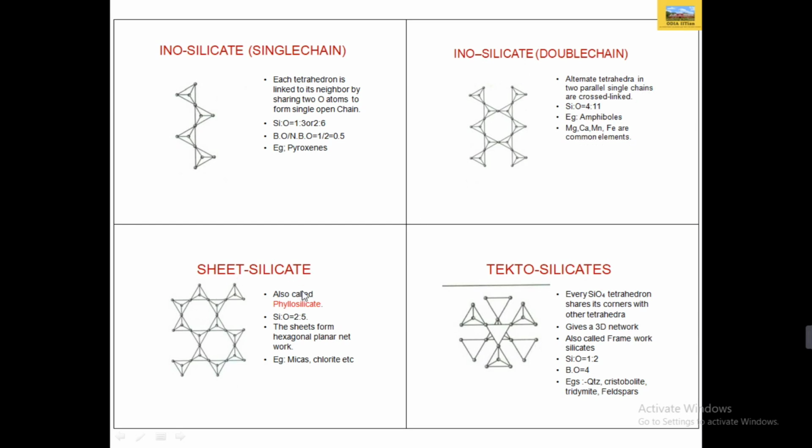Next, sheet silicate. It is also called phyllosilicate. Silicon oxygen ratio is 2:5. The sheets form a hexagonal planar network. Here mica and chlorite are the examples. Tectosilicate. Every silicon oxygen tetrahedron shares its corners with other tetrahedra, giving a 3D network, also called framework silicate. Silicon oxygen ratio is 1:2. Bridging oxygen is 4. Examples are quartz, cristobalite, tridymite, feldspar.